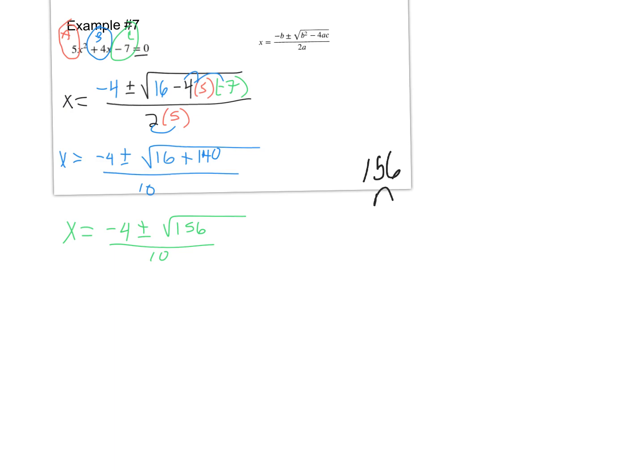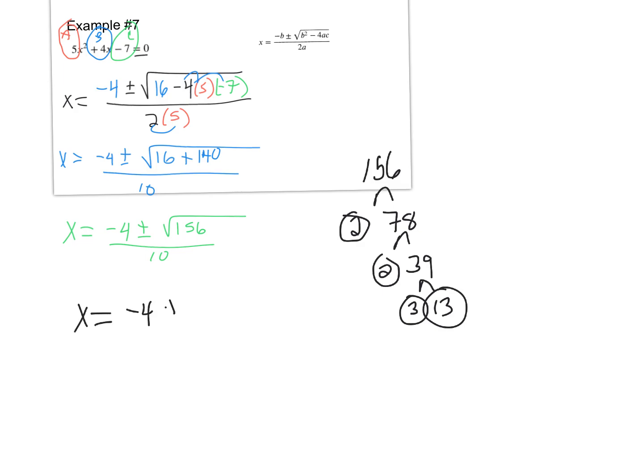So 156. And again, my students love to do this. 2, and that's going to be 78. 2 is prime, so then we can break down 78. That's going to be 2 and 39. Now 39 I can break as 3 and 13, and 13 is prime, so we can't do anything else. So x equals negative 4 plus or minus radical, and I put these back, so 2 times 2 times 3 times 13, all divided by 10.